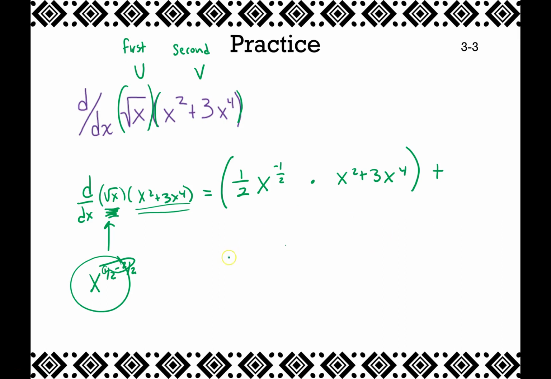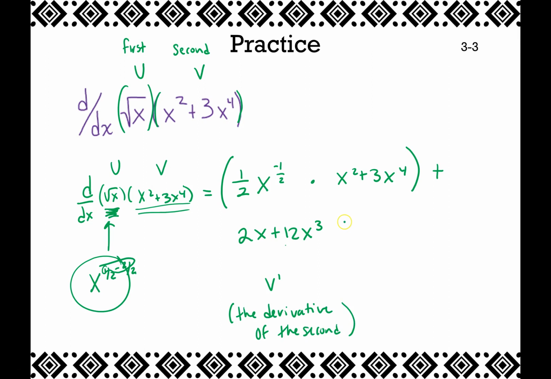Okay, so next we're going to have something here that is v prime. Well, remember, this is my u and this is my v. So the derivative of v, or this thing right here, is going to be a 2x plus a 12x cubed. So that's my v prime, or the derivative of the second. Okay. Now we need to do multiplied by the first, or multiplied by u. So this would be just plain old u, or the first.